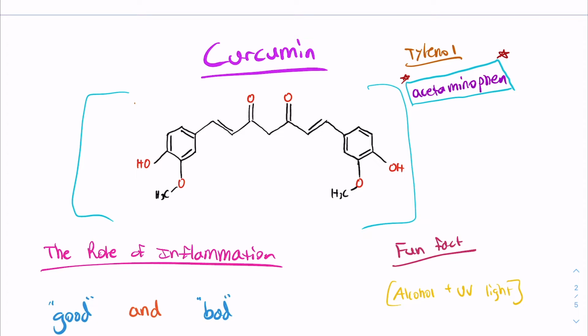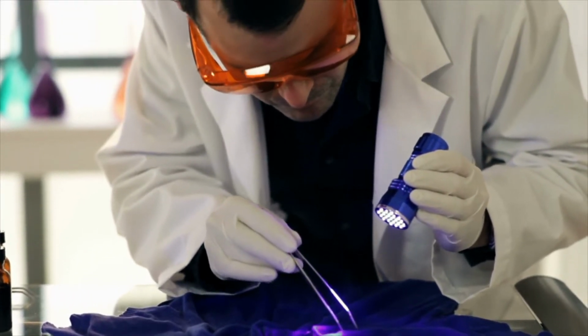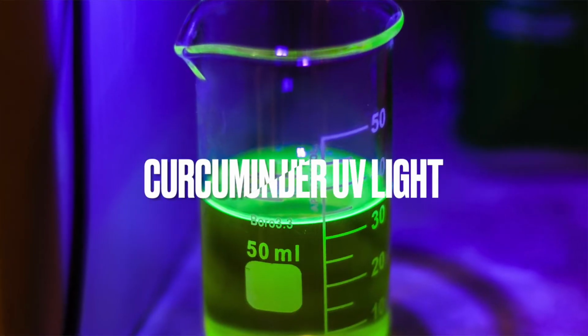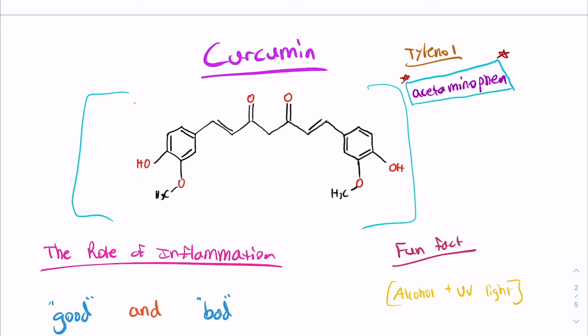Very quick fun fact: if you sprinkle some curcumin in alcohol and put a UV light on it, it gives us a fluorescent color, like a neon light. I thought that was really interesting. I just wanted to put that in there. Curcumin does a lot of interesting things. Mainly, it fights off this process called inflammation.